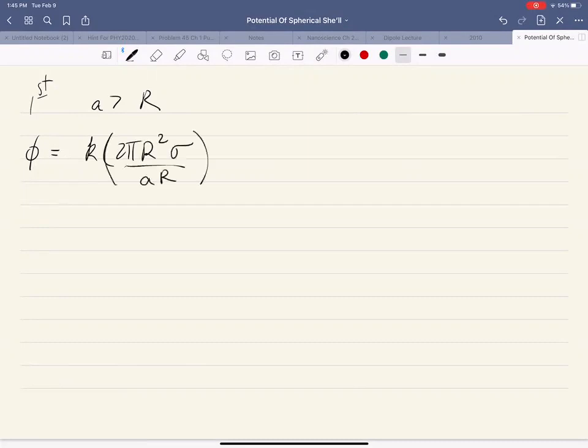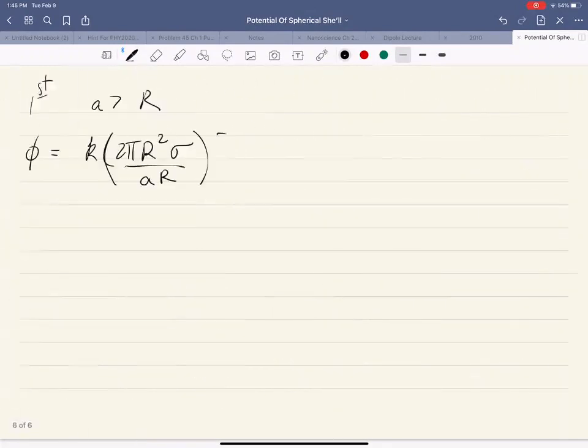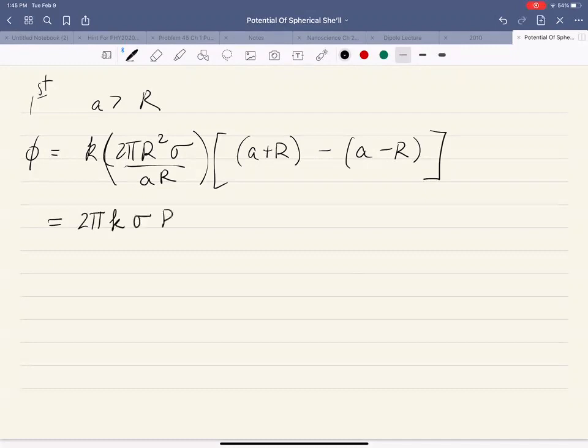Right? So that's what we've got there. And then we have A plus R minus A minus R. Okay, so simplification time. Here we've got an R outside, R squared outside, and then an R on the bottom, so we're going to cancel one of those out. So we have 2 pi K sigma R over A, like so. And then within, we would have A plus R minus A minus R.